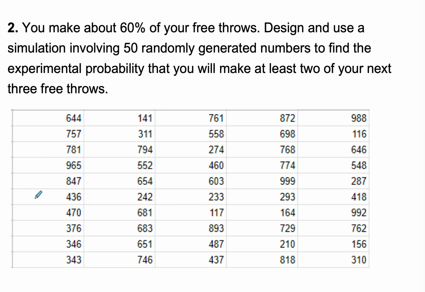Okay, let's check our answer. 60% means we are going to be looking for the numbers 1 through 6. We need at least 2 of the next 3. All right, so we're looking 1 through 6, 2 of the next 3. Okay, this one happened to have all 3 1 through 6, as does this one. This one has 2 1 through 6.